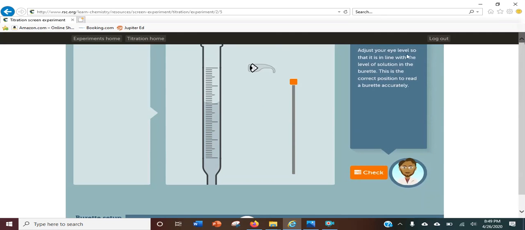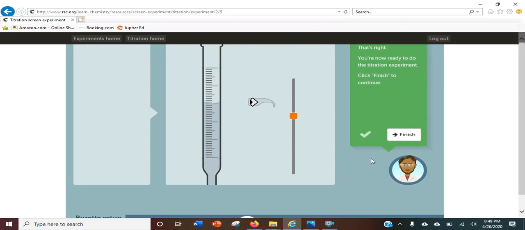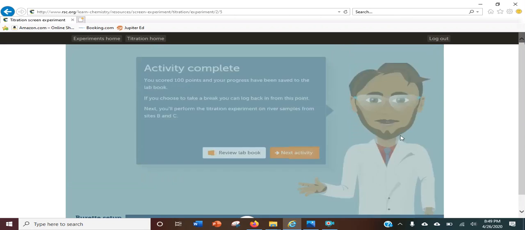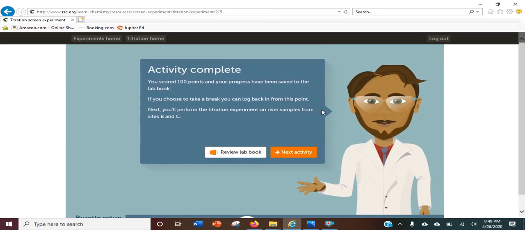So adjust your eye level so that it's in line with the level of the solution. So you basically want to make sure you're at eye level so you look at the initial volume. Okay, so now we have the titration experiment set up. We could start the experiment simulation now.